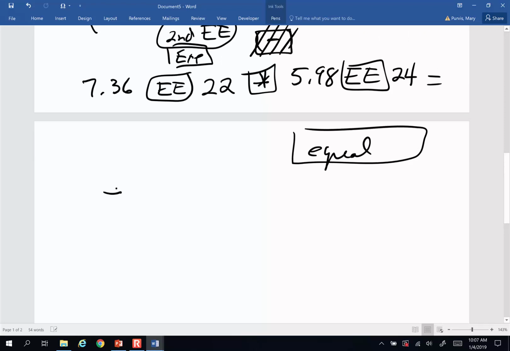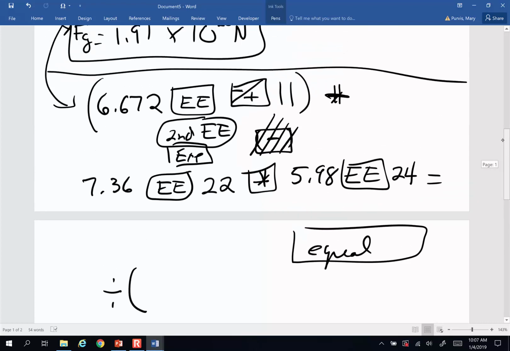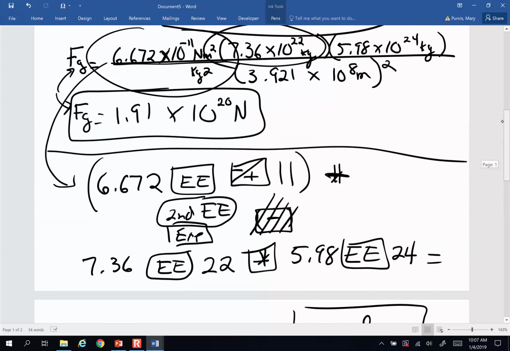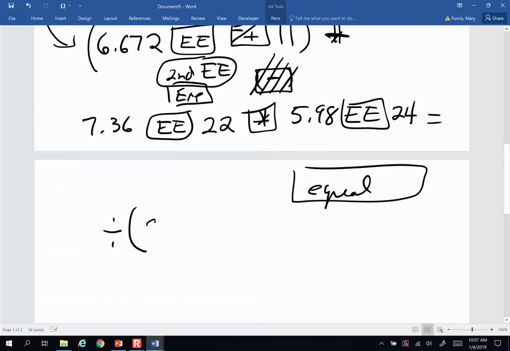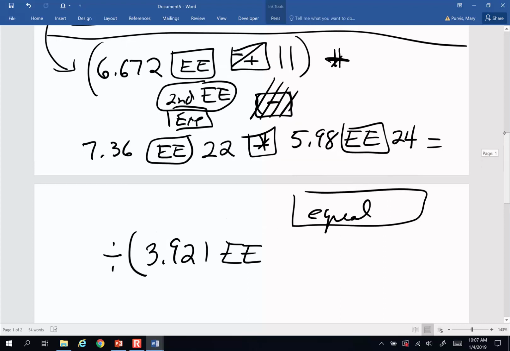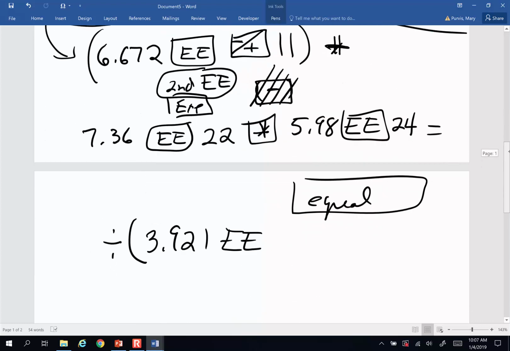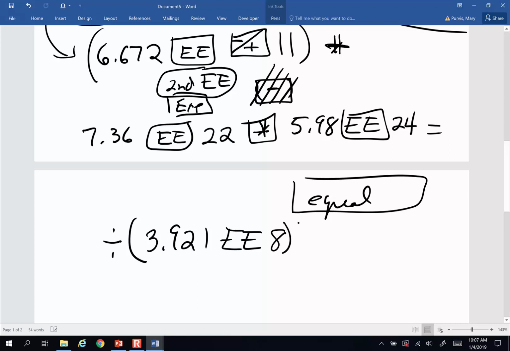Then you hit divide by, and what's my number back up there? 3.921, okay. Divide by 3.921 EE or second EE or whatever to the 8th, close parentheses, squared, and then hit the enter or equal button. I hope that helps.